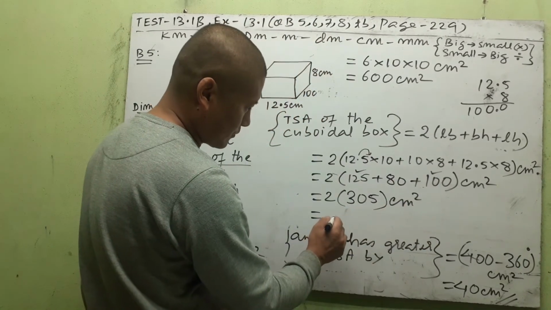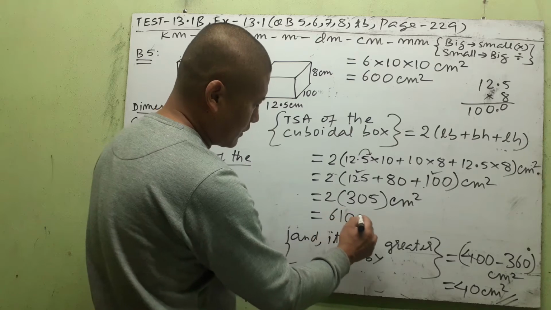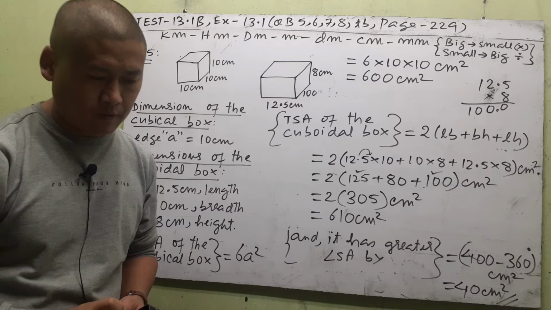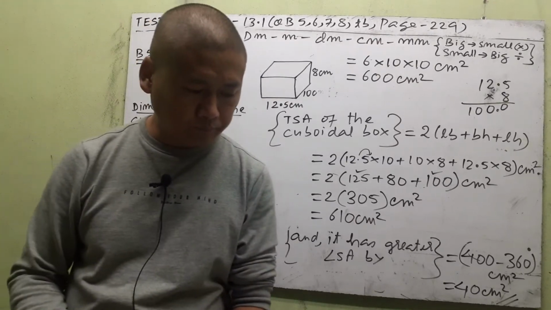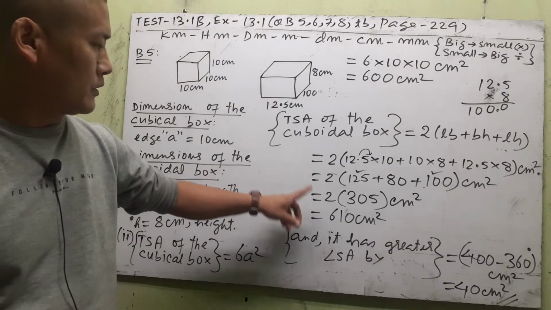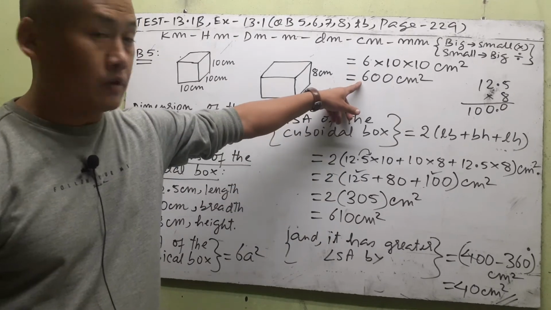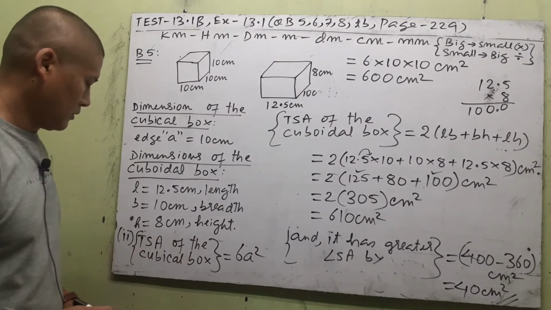So this is 610 when you multiply 2 to 305. So that is our total surface area of the cuboidal box, which is this time greater than the total surface area of the cubical box.